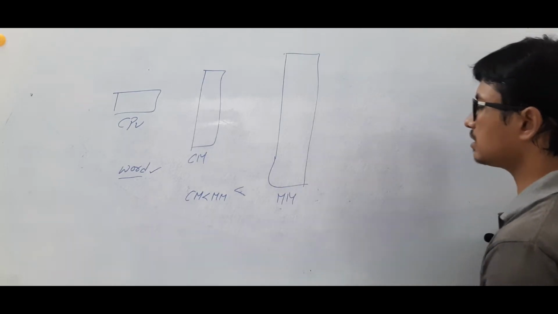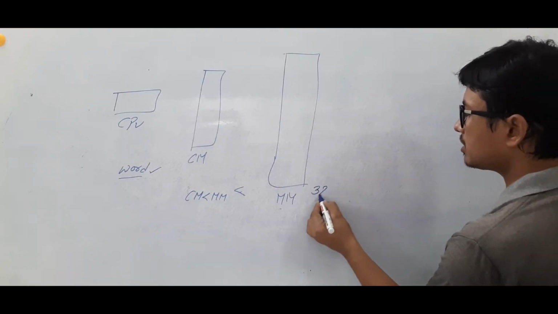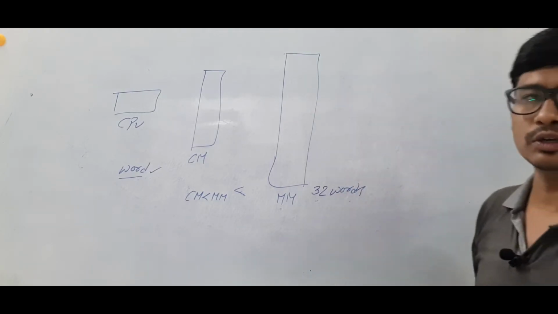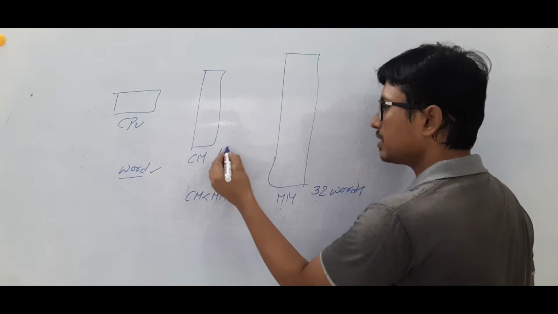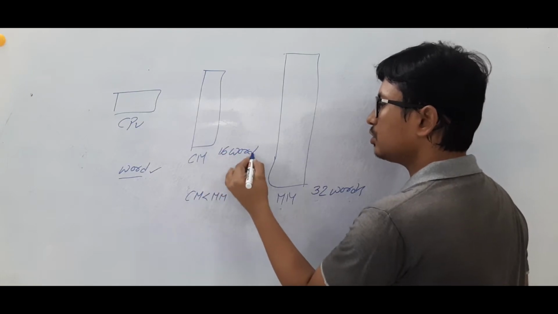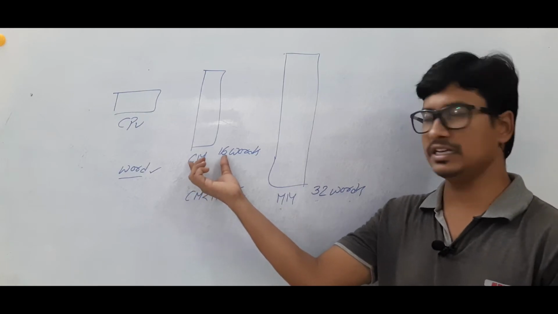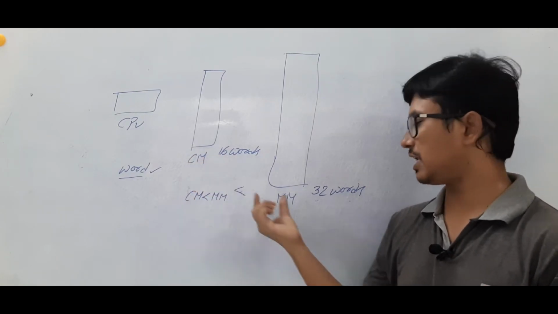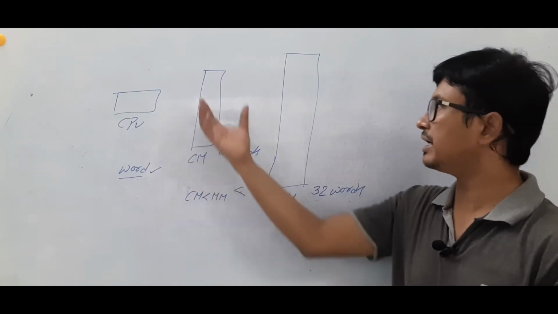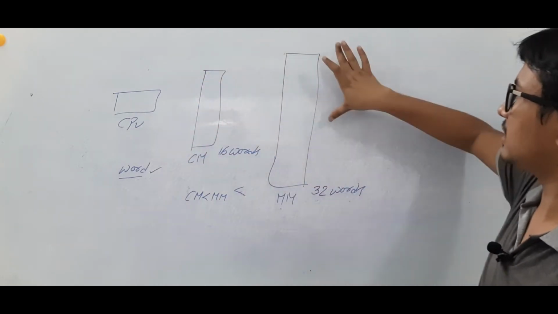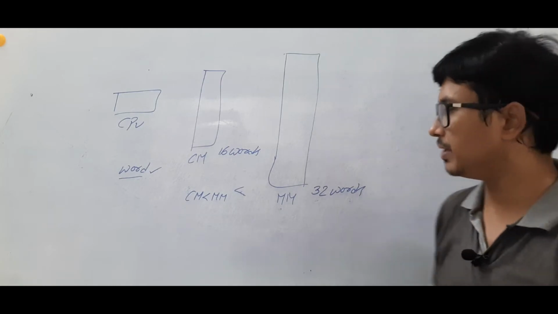So let me discuss that. We have a main memory which can store up to 32 words, and a cache memory which can store 16 words. From this example also you can understand the size of the cache memory is less as compared to the main memory. Even my diagram tells the same thing.